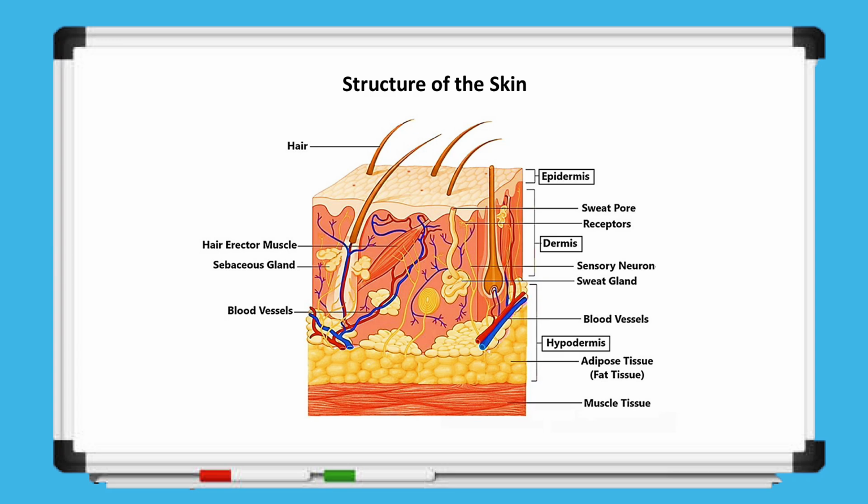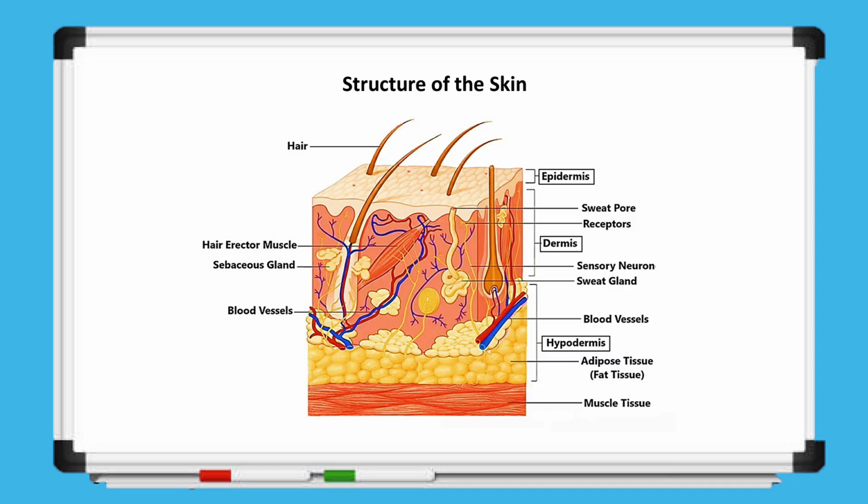Overall, the skin is organized into 3 main layers. The epidermis forms the outer protective barrier and contains structures such as sweat pores and hair shafts. The dermis is the middle layer and contains hair follicles, sebaceous glands, sweat glands, blood vessels, receptors, and sensory neurons, all of which play roles in sensation and temperature regulation.